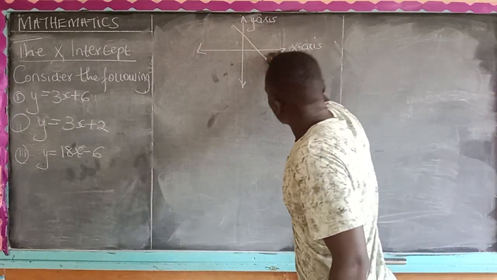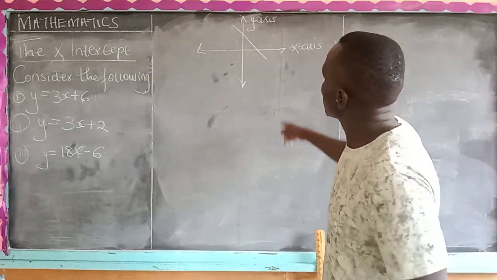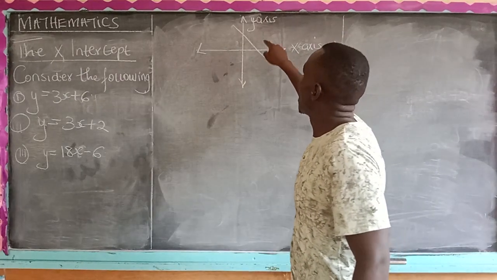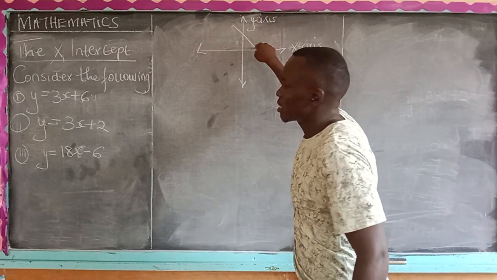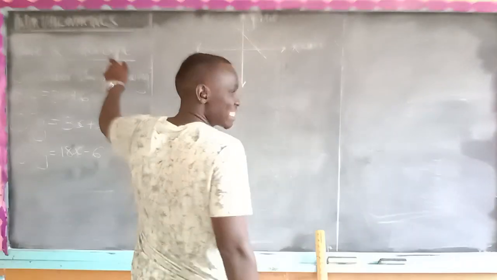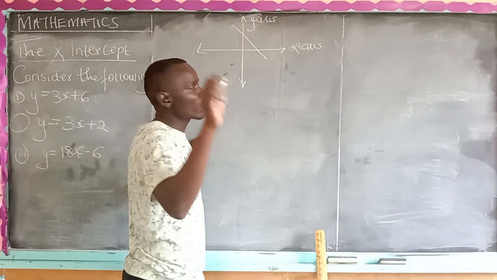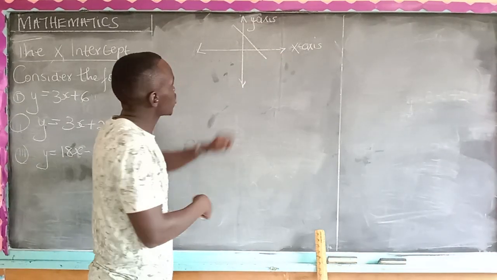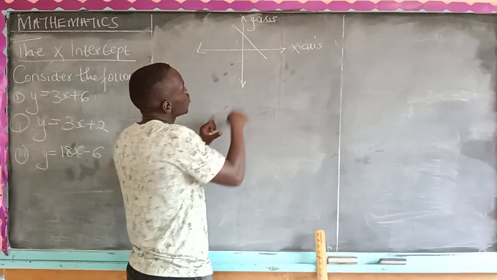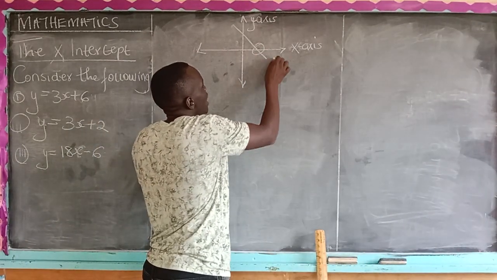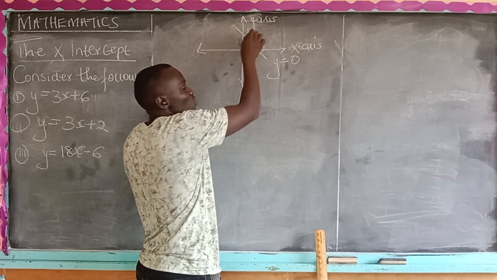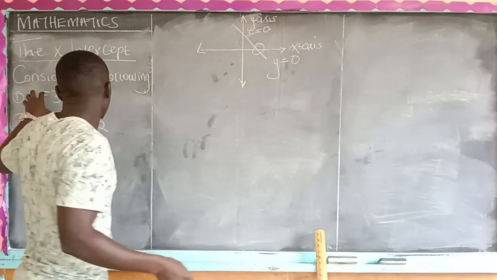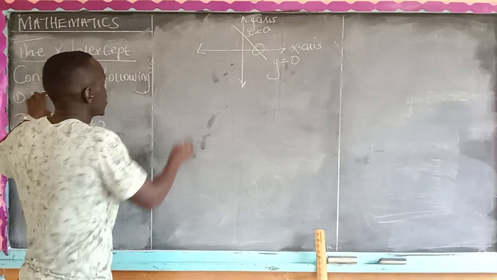When you draw a line, it means that this line cuts across the x-axis and the y-axis. So when we are talking about the x-intercept, we are looking at the point where the line is crossing the x-axis. At this point y is 0, and where it crosses the y-axis, at that point x is 0. So when you are told to give the x-intercept, you do it this way.